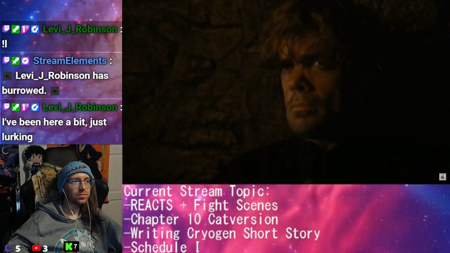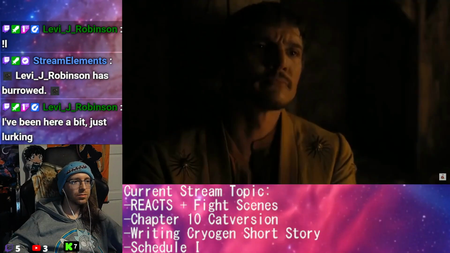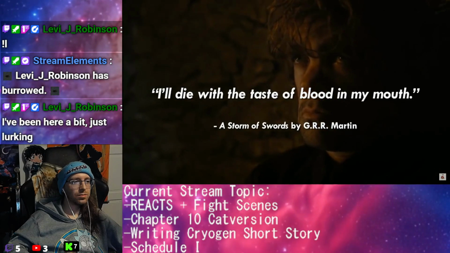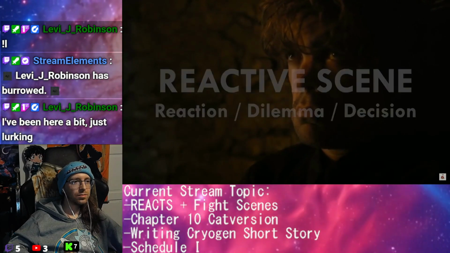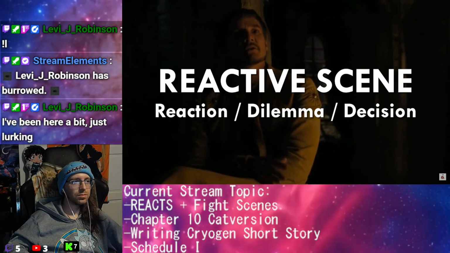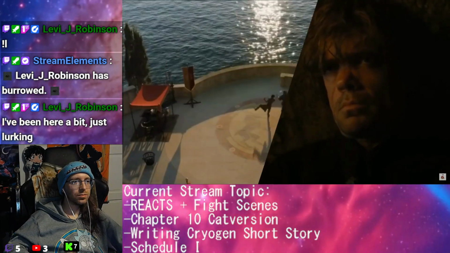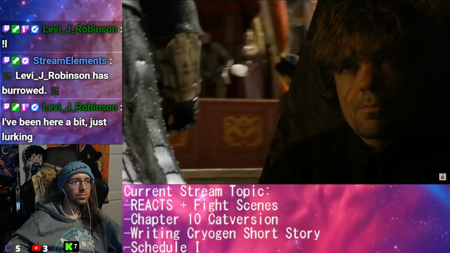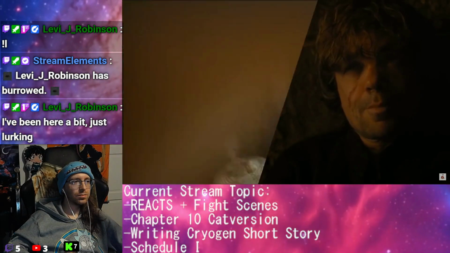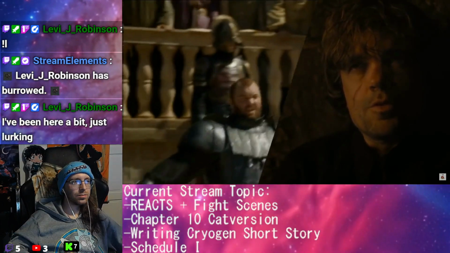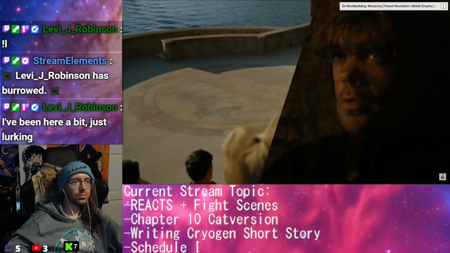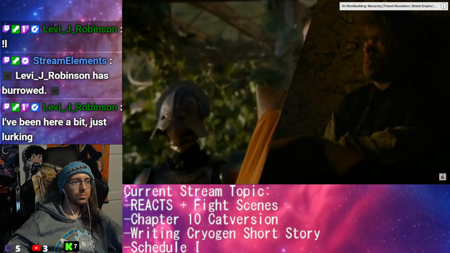The scene is followed by Tyrion reflecting on how he is now condemned to death, where he then decides, I'll die with the taste of blood in my mouth. This scene is what Wayland calls a reactive scene. It's got a character's reaction, a dilemma about what to do next, and a decision. In a sense, this reactive scene is what makes the active fight scene meaningful, because it forces character introspection, and that is interesting. Structurally, pairing your active fight scene with a reactive scene gives the reader room to breathe, to relax after such high tension, and gives weight to the fight scene itself as they reflect on it.